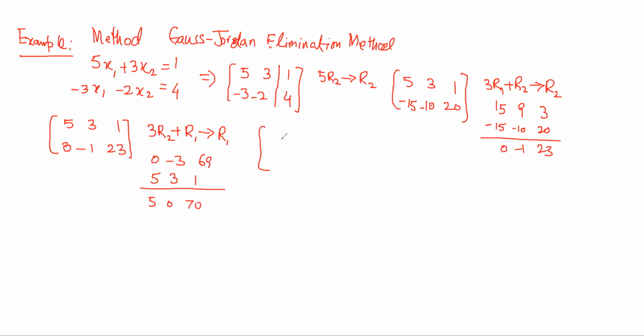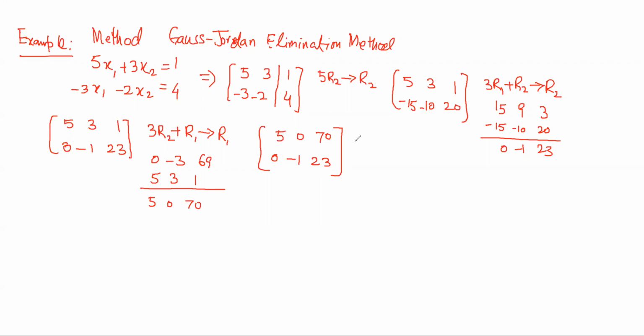So the first row will become now 5, 0, 70, and the second row of course will remain the same, 0, minus 1, and then 23. Okay, so in this way, and then actually there is one optional step you can also make, which is that you can make all leading terms equal to 1. Okay, all leading terms. So for example, the first leading term is 5, and the second leading term in the second row is 1. So we can also make all these leading terms 1.